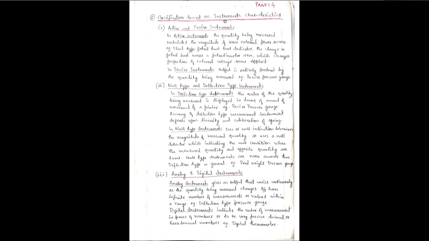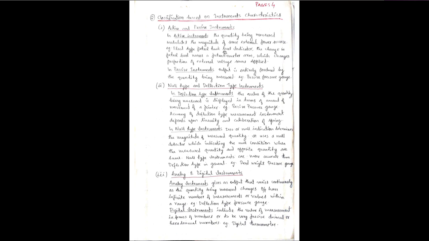Next one is classification based on instrument characteristics. That is, one is active and passive instruments. In active instruments, the quantity being measured modulates the magnitude of some external power source. Okay, there will be an external power source, and the quantity being measured will be modulating that.